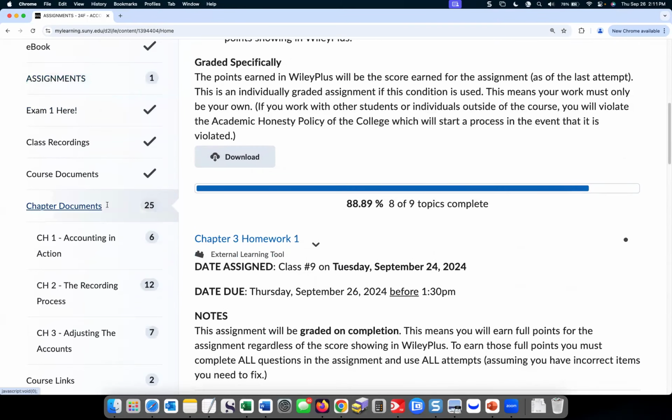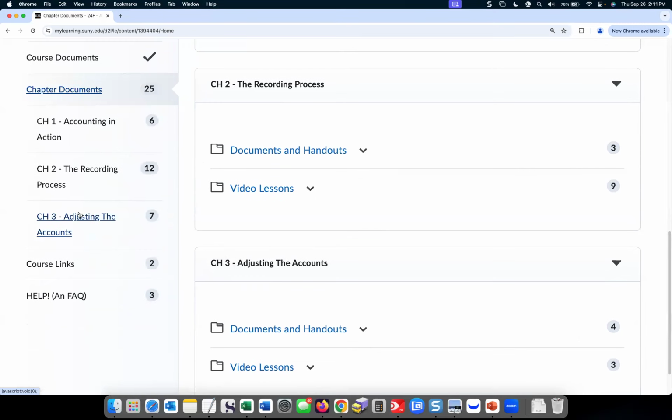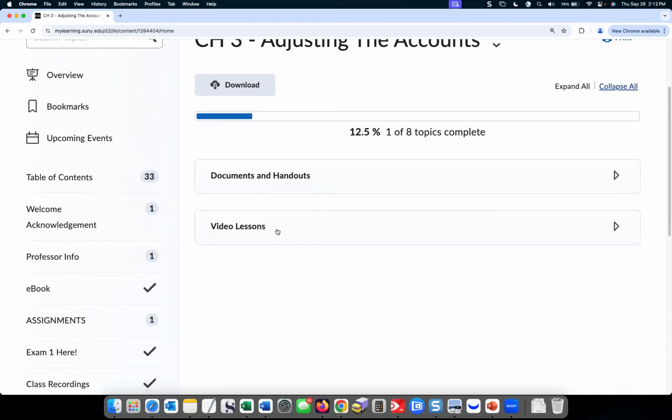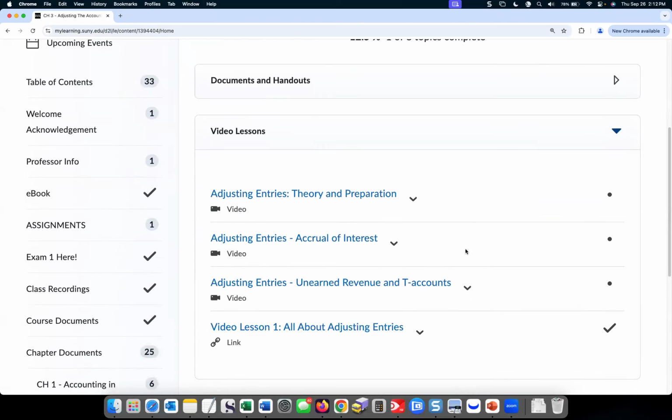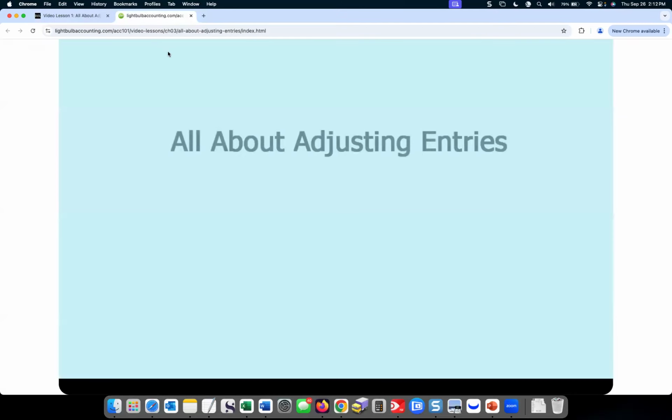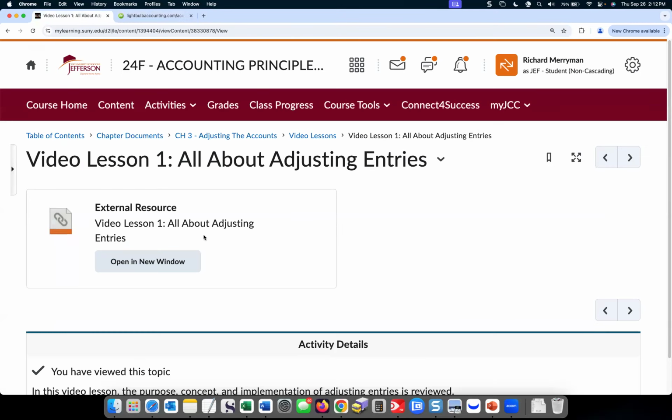All right, that aside, we're just going to continue on with chapter 3. To that end, I'm going to go into chapter documents here, go down to chapter 3's folder. You remember the video lessons area, and I'm going to keep drawing attention to this because we are going to continue to use it as we work on preparing adjusting entries. I'm going to pull up this lesson here. I'm actually going to pull up two of them.